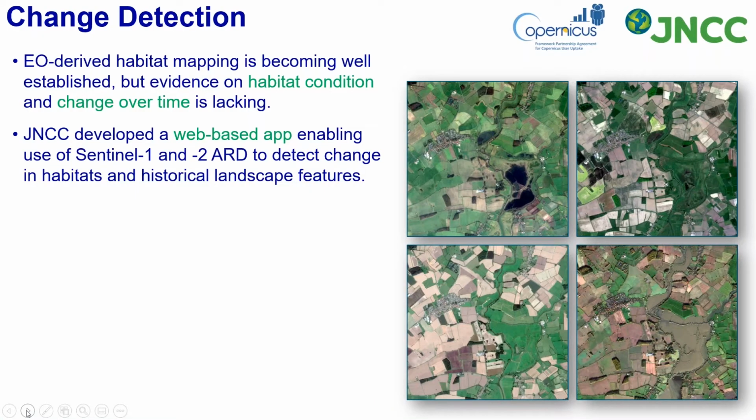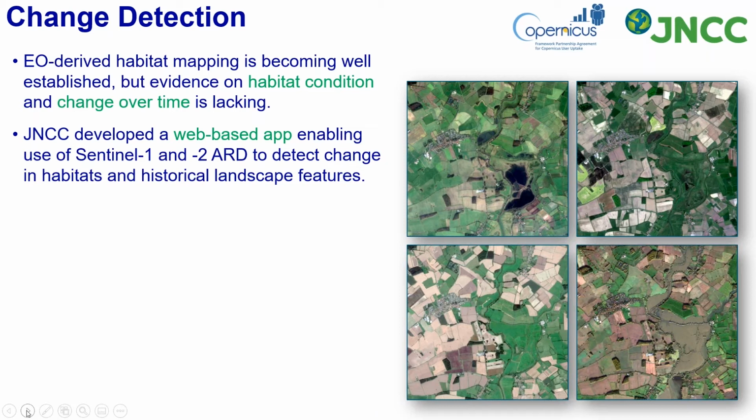because the habitat mapping from EO data is becoming quite well established now, but we also want evidence on what condition the habitats are in and whether that's changing, whether there's any trends that we need to pick out and respond to, whether management at a site is working and having the desired effect. And we can use EO data for this. This is a much newer area of research.